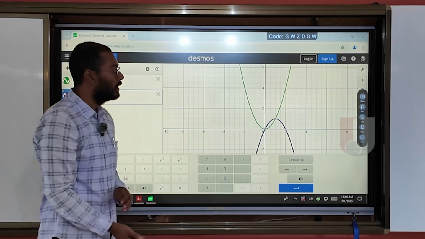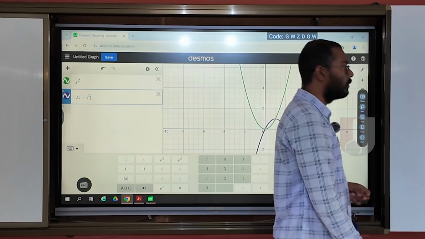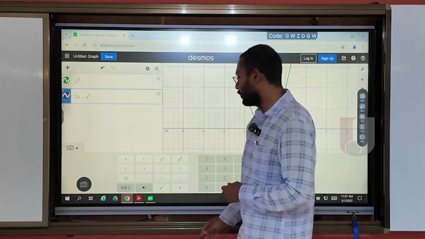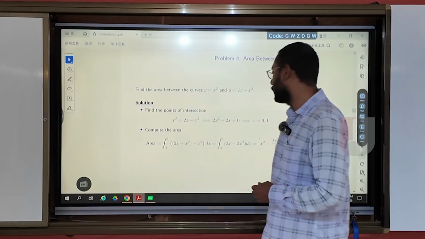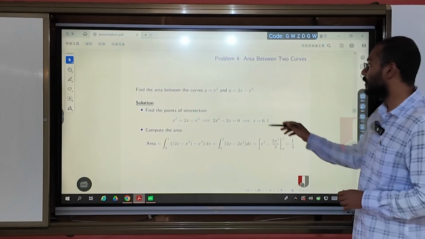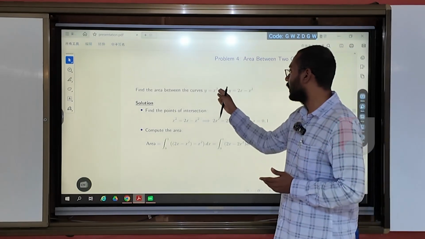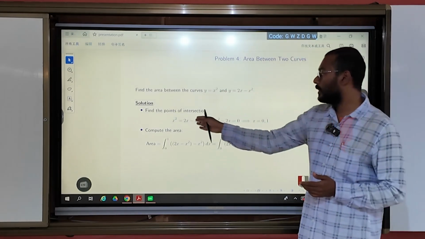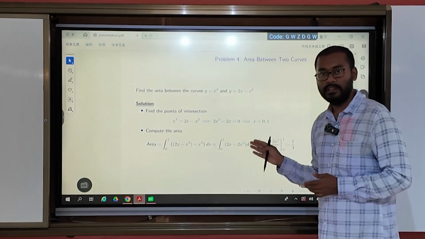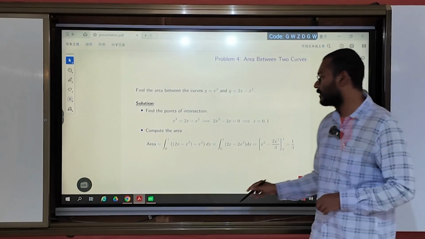Now first we have to find out the intersection point. Then only can you find the area enclosed by these two curves. One is y equal to x square, another is y equal to 2x minus x square. For finding the intersection point, we have to equate these two equations. So x square equal to 2x minus x square. Now we simply simplify that. We are getting the two intersection points: one is x equal to 0 and another is x equal to 1.